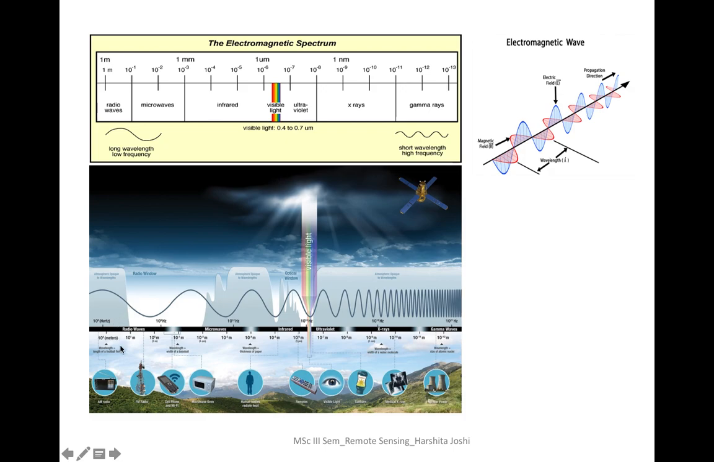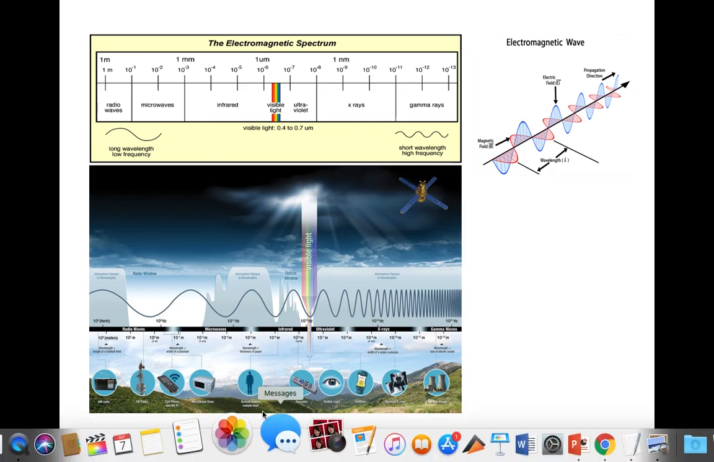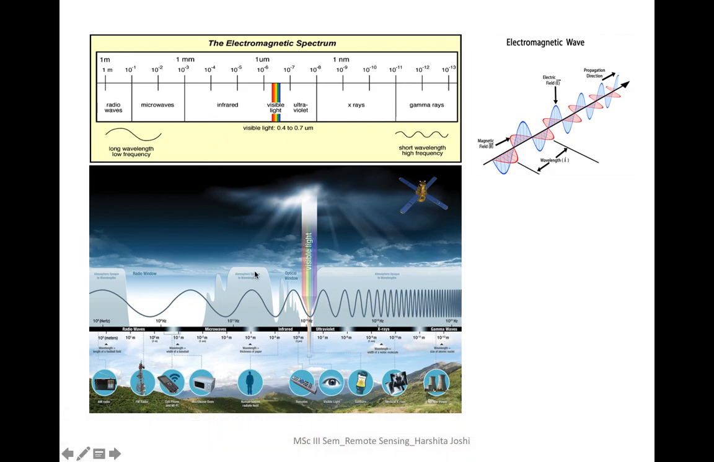Let us first see that all the radios work in the radio wave. The signals which you get on your mobile are in microwaves. The oven which you are using is in microwave. You can also sometimes interpret heat in the form of infrared rays. You can see using the visible light, and so on.